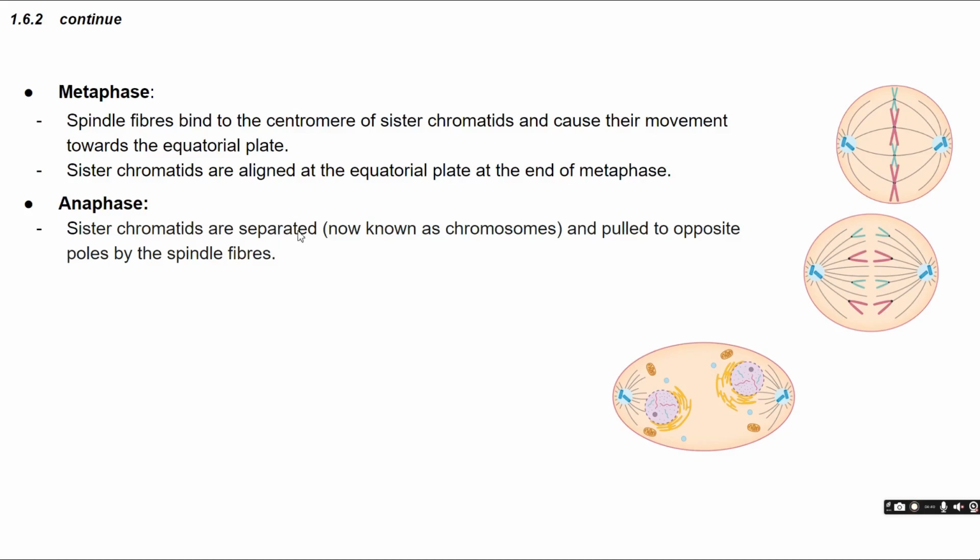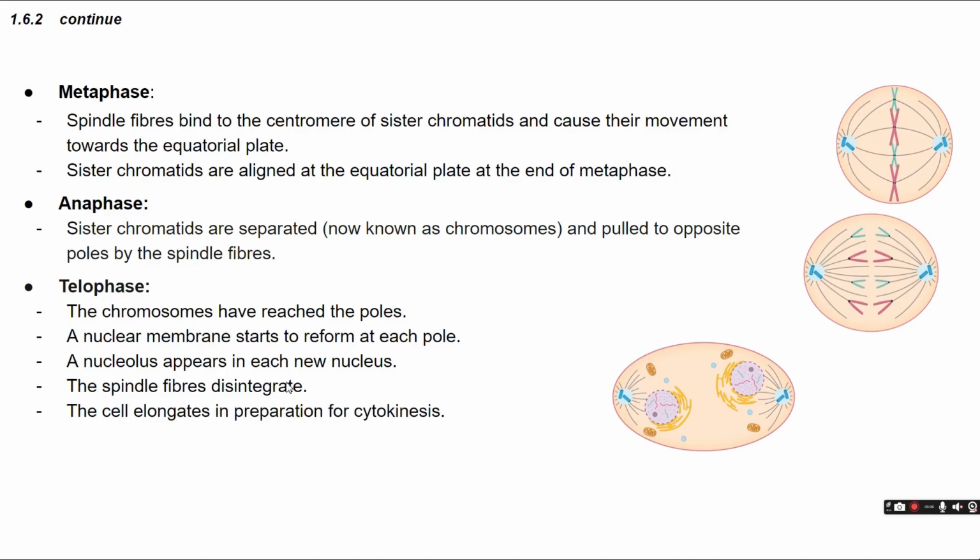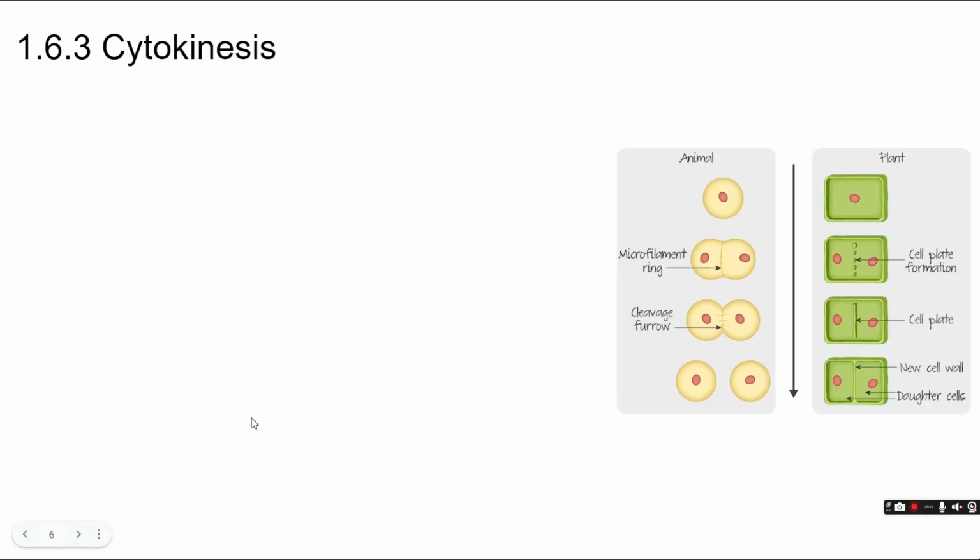These sister chromatids are now known as chromosomes, completely separate chromosomes, and are pulled to opposite sides by the spindle fibers, which are these lines here. And during telophase, the chromosomes have reached the opposite poles. A nuclear membrane starts to reform at each single pole, and a nucleolus appears in each new nucleus, and the spindle fibers also disintegrate. And finally, the cell elongates, as we see here. It's a longer cell in preparation for cytokinesis.